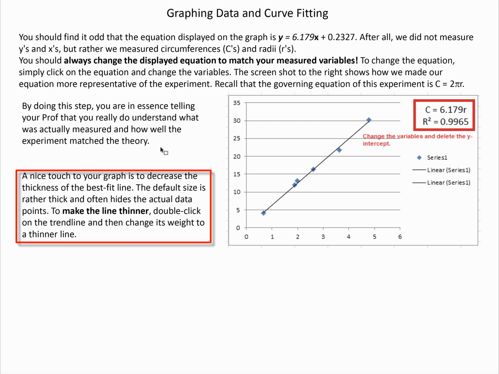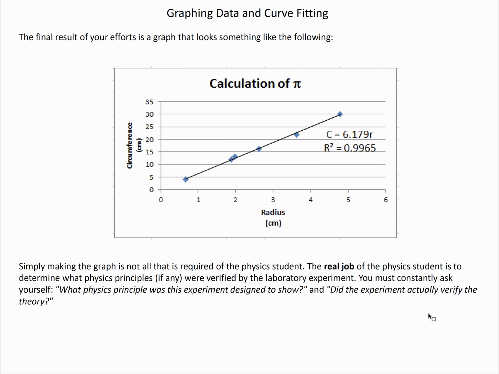A nice touch to your graph is also to decrease the thickness of the best fit line. That's that line connecting the points, sort of. The default size is rather thick and often hides the actual data points. To make the line thinner, double click on the trend line and change its weight to a thinner line.